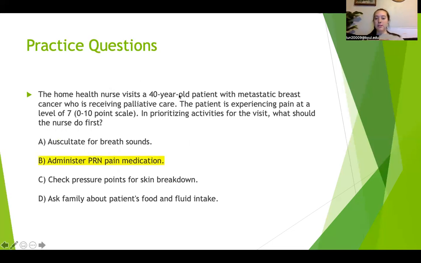Okay, home health nurse visits a 40-year-old patient with metastatic breast cancer receiving palliative care with symptom control, experiencing pain at a 7 out of 10, prioritizing activities. What should the nurse do first?